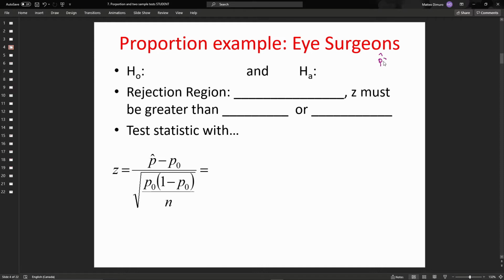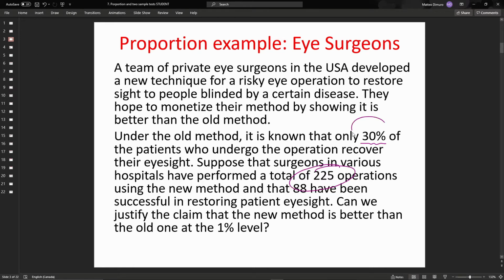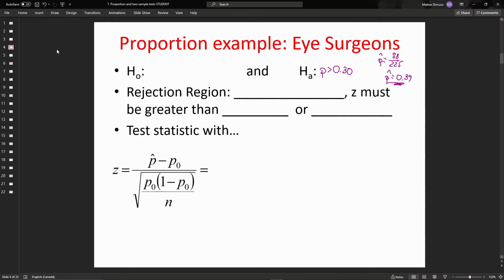Okay, so just over here off to the side, I'm going to say, well, p hat is 88 over 225. And p hat, if you go calculate that out on your calculator, you get 0.39. Okay, now that's what they found in the experiment. If you go back and look in the question, they are wondering if the proportion is greater than 0.3. That's the old method, and that is right here in the question, only 30% recover. So we're trying to show that the proportion for the new test is greater than that, and then the HO is just going to be, well, the proportion is equal to 0.3. All these things are on the formula sheet.